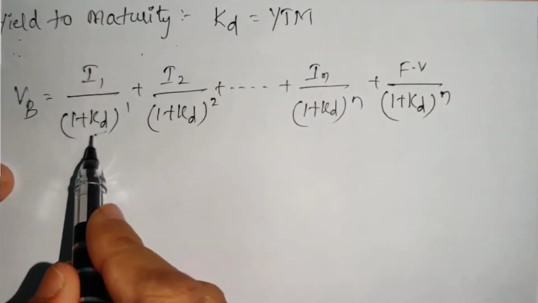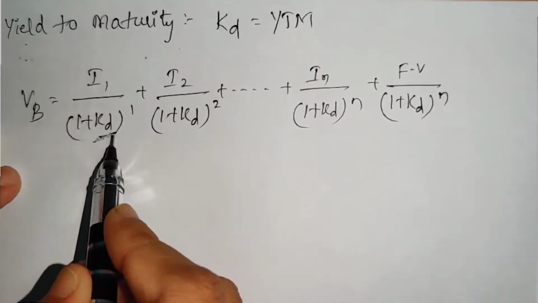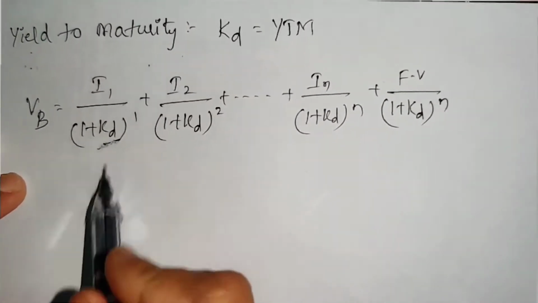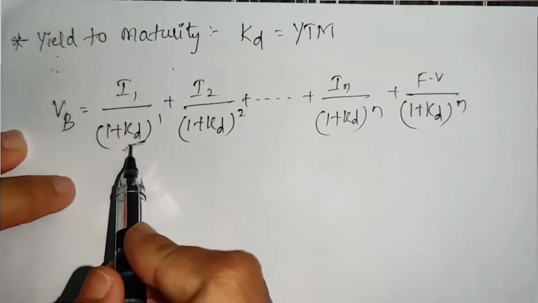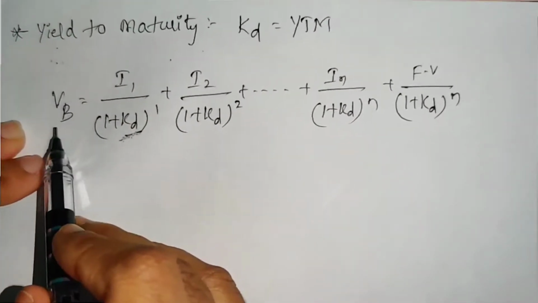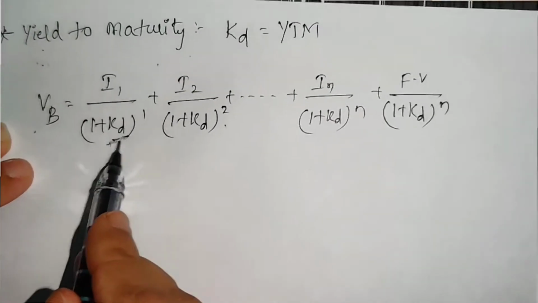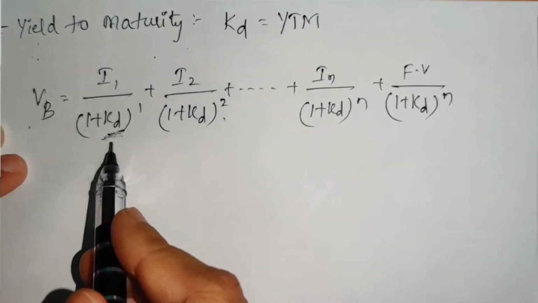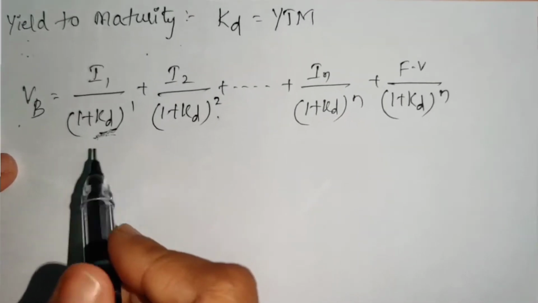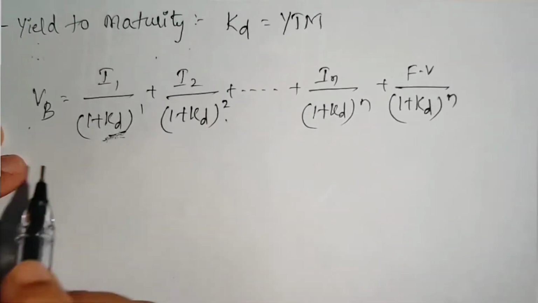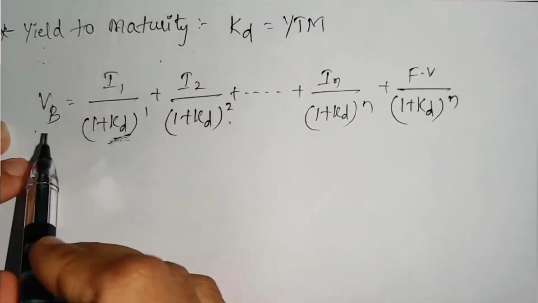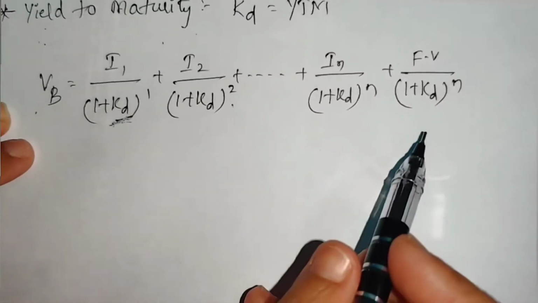To calculate this KD, we randomly select one rate and continue with that, until the right hand side equals the left hand side, and then that rate is considered as the yield to maturity. So by way of the trial and error method, we are supposed to find the yield to maturity.